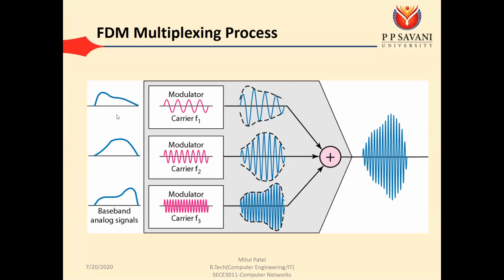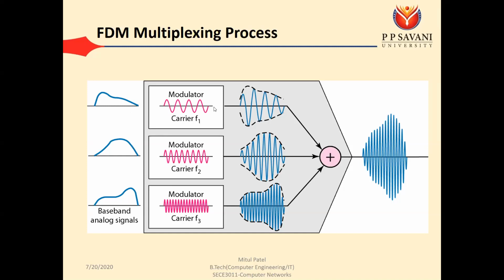So here we can see that we have baseband analog signals with a similar frequency range. The frequency range is the same for each baseband signal. It is also known as the modulating signal. Here we are combining the data from three different users. For the first user, this is the modulating signal. Now each user is assigned a carrier frequency. So the carrier frequency for this first signal is this one, the second one this one, and the third one this one.